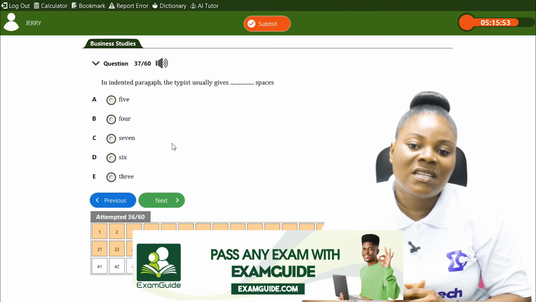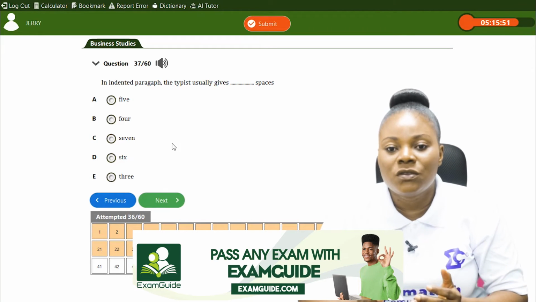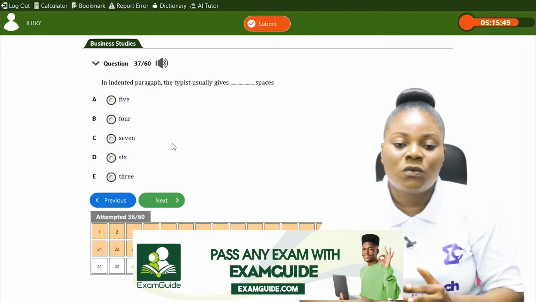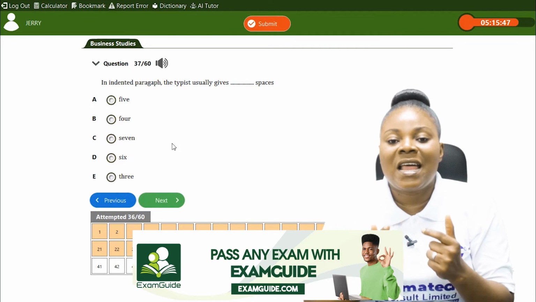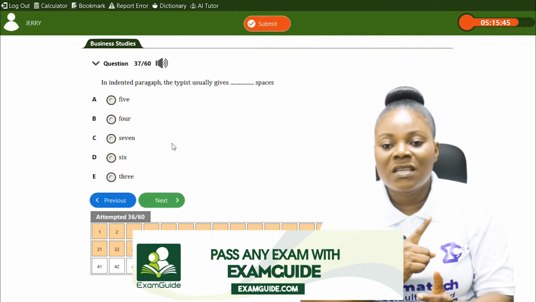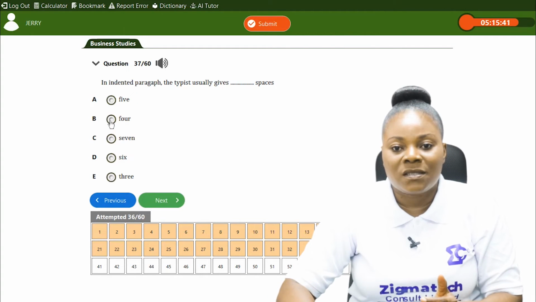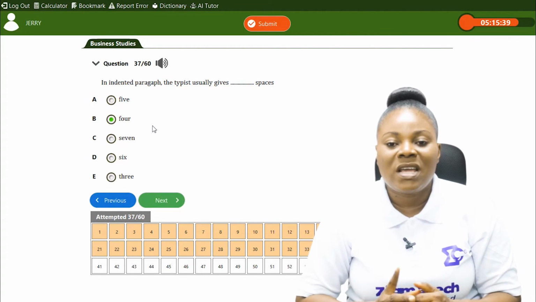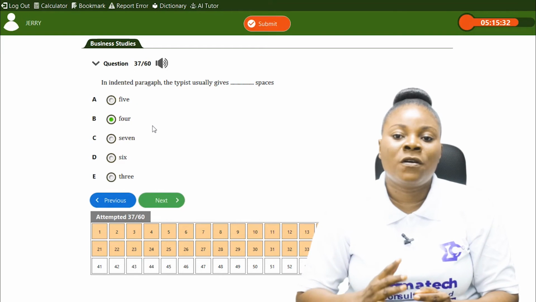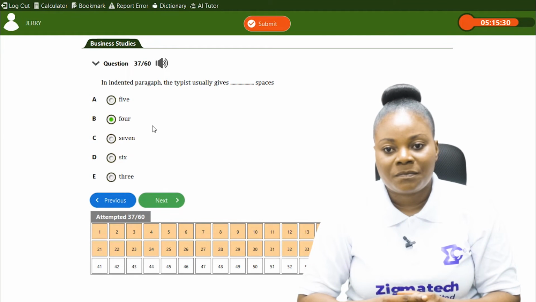The second one is the indented paragraph, that's the one we usually use. Before you start your write-up, your first line must have a space, and this space is expected to be 4 spaces. So the answer for this is 4. In an indented paragraph, you have 4 spaces before you start typing.